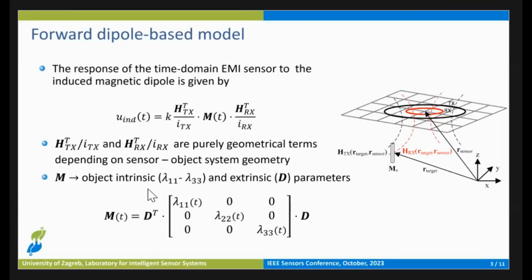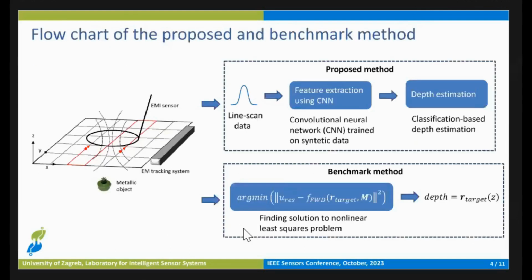These lambdas, or object intrinsic features, we can explain as the sensitivity of the object to the primary field in different directions, X, Y, and Z directions. And those are used for metallic object discrimination purposes. And they depend on the material, size and shape properties of the object.